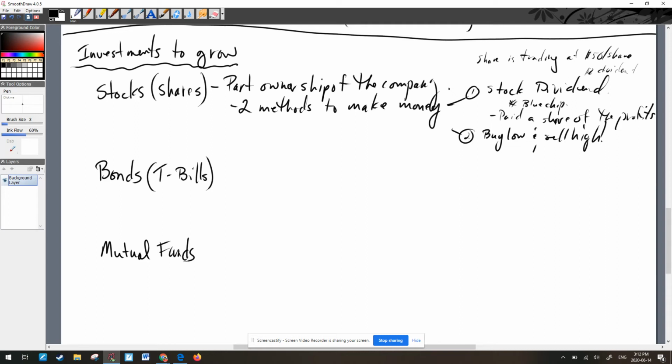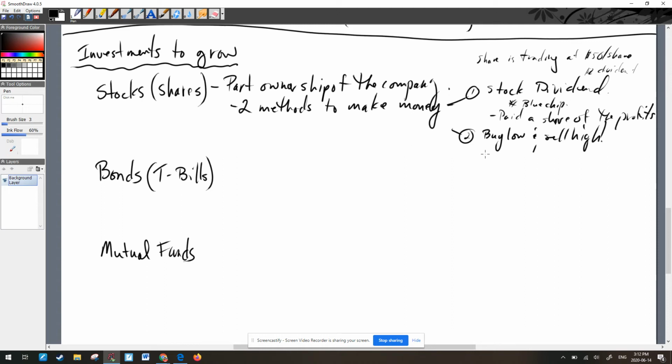And so generally speaking, some stocks will still pay dividends like that, but normally it's one way or the other. If you're counting on dividends, you're not going to buy it and then sell it, because if you sell it, you're not going to get dividends anymore, right? So typically speaking, there's two different ways that you make money: it's to buy low and sell high, or you are getting dividends.